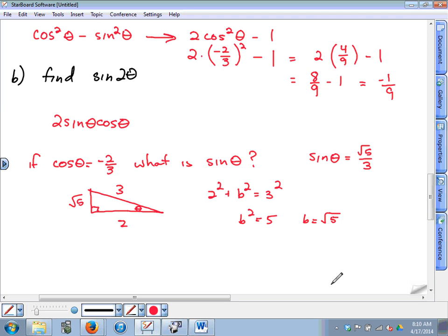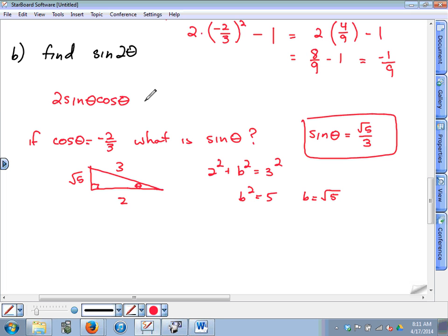But we have to be careful, because here cosine was negative. Does that mean sine is negative, or is this positive? It's in quadrant 2, so we keep it positive, because sine is positive in quadrant 2. So here's the value of sine, which we need. Now all I've got to do is apply it into this identity that we've expanded. 2 sine theta cosine theta becomes 2 times the value of the sine of theta, which is square root of 5 over 3, multiplied by the value of the cosine of theta, which is negative 2/3.